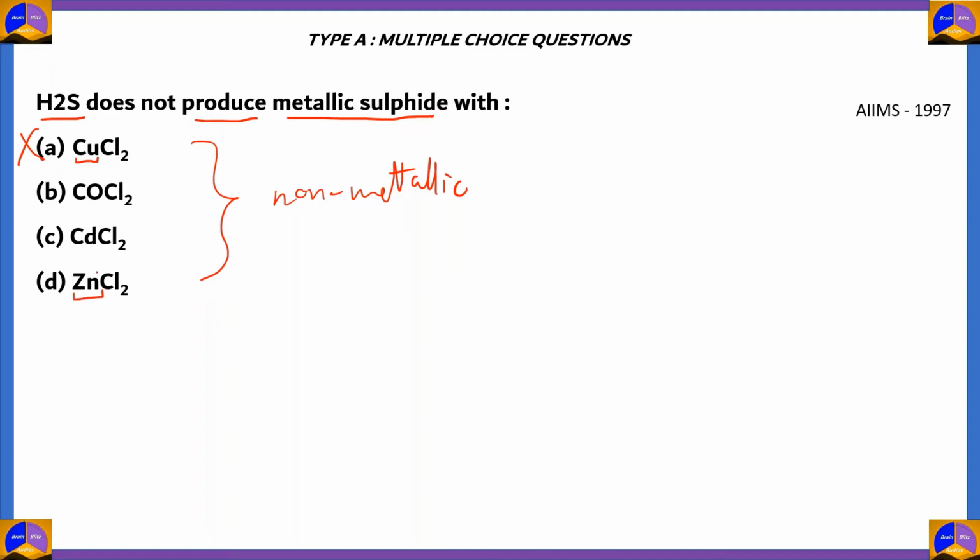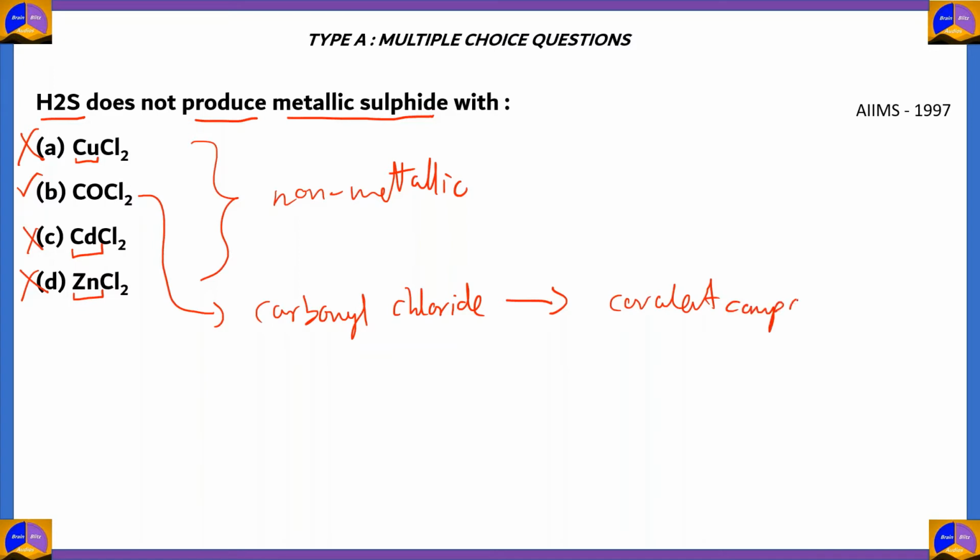Option D, Zn, is also a metal, so it is incorrect. Option C, Cd, stands for cadmium, which is also a transition element, a metal. So option C is incorrect. The right answer is option B, COCl. COCl stands for carbonyl chloride. And this is a covalent compound without any metal. So there is no metal in here.